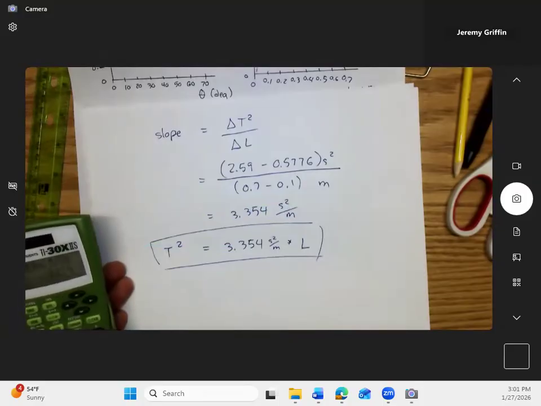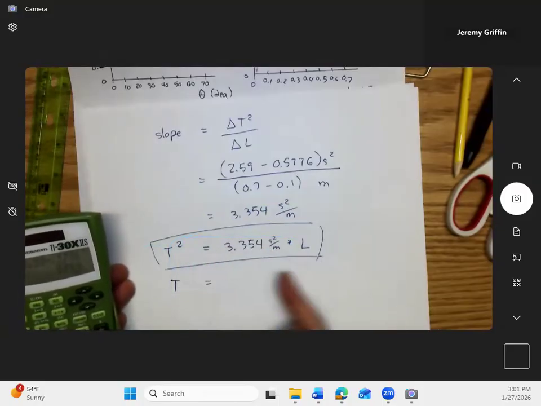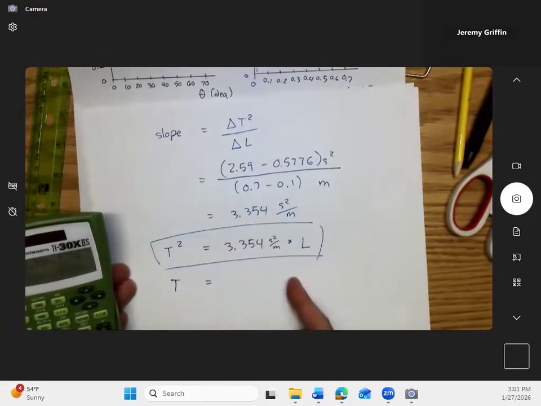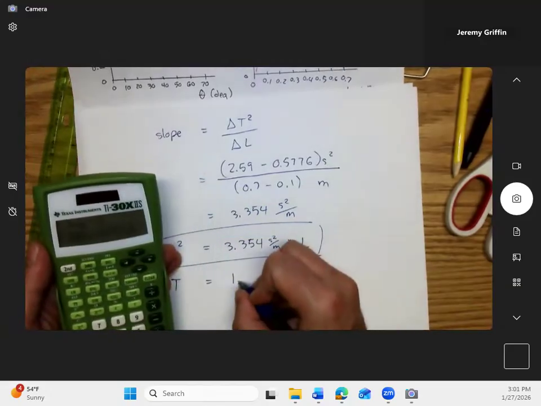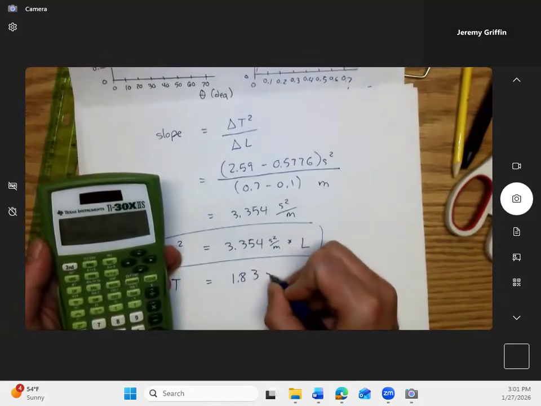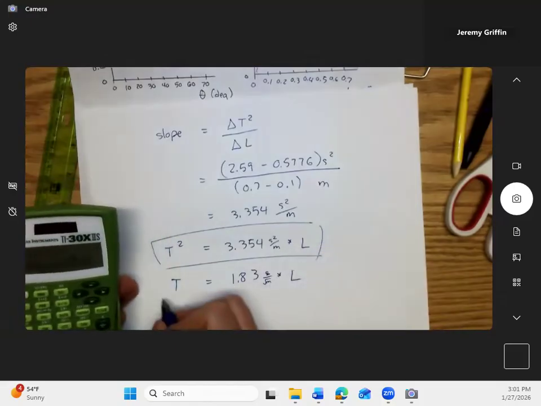Or if I just wanted to simply solve for the time period, well, guys, what do I have to do to this equation to solve for t? Yeah, square root. I'm getting 1.83 something. That would be seconds per root meter times L.